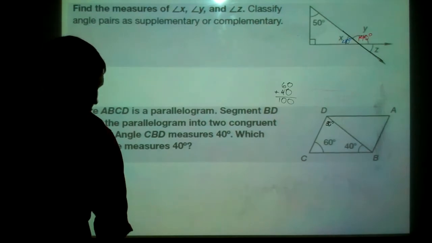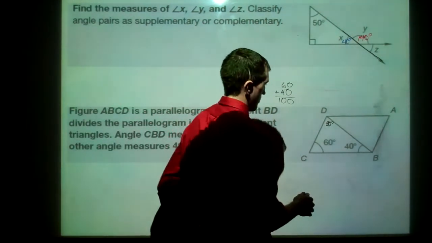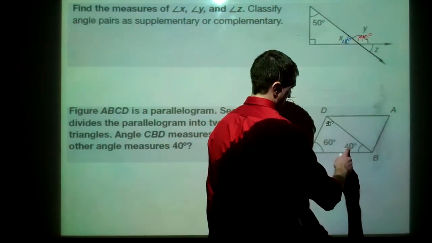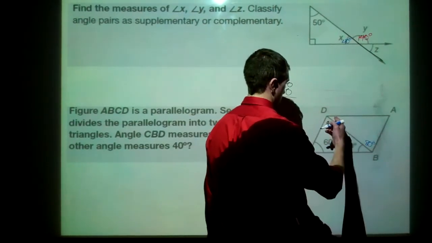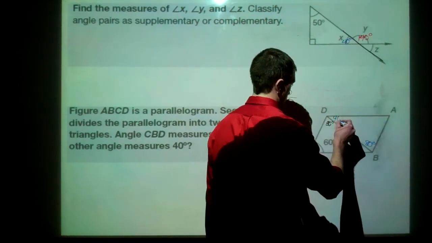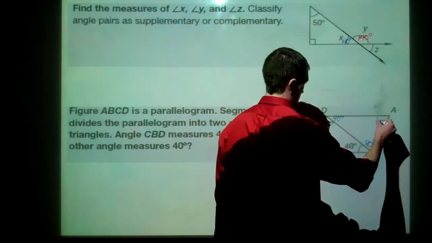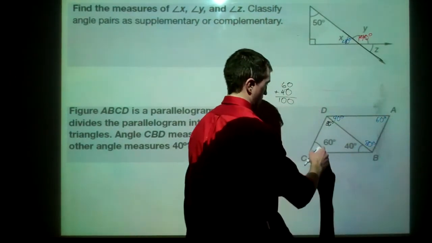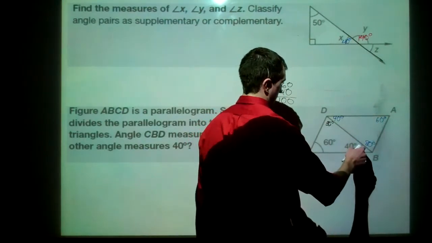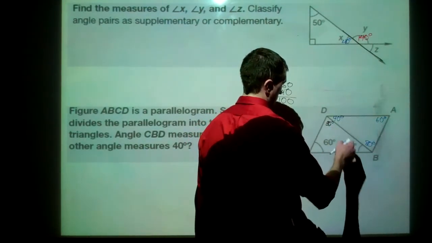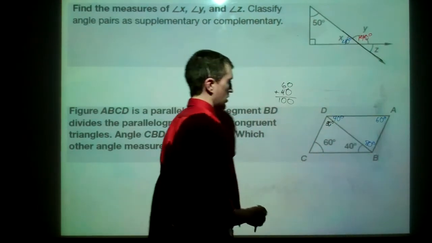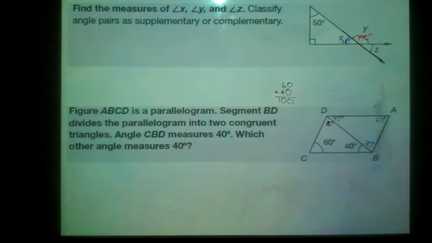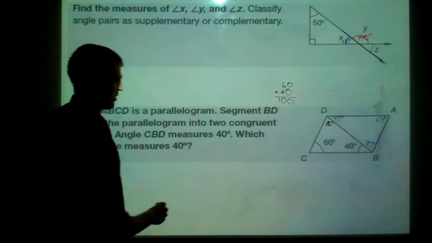Okay. So that means that this angle is also 80 degrees. This one is also 40 degrees. And this one is 60 degrees. These two have to be the same, and these two have to be the same, or these have to be the same as these two. So the other angle that is 40 degrees is ADB.